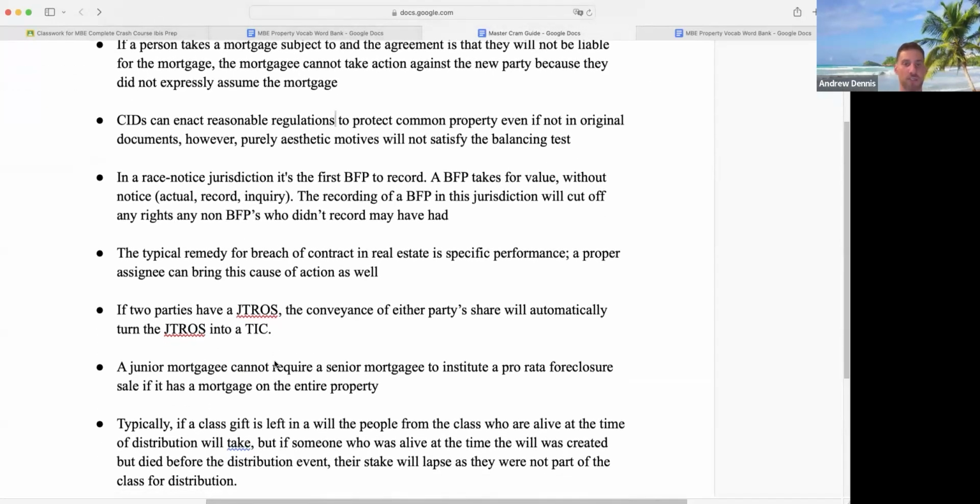In a race notice jurisdiction, it's the first BFP to record. A BFP takes for value without notice. The recording of the BFP in this jurisdiction will cut off any rights any non-BFPs who do not record may have had. So that's facts.